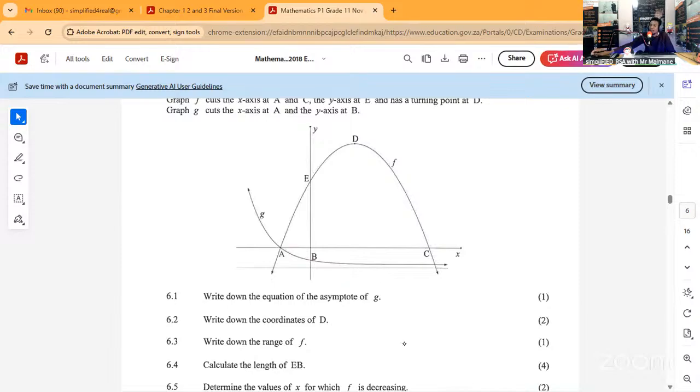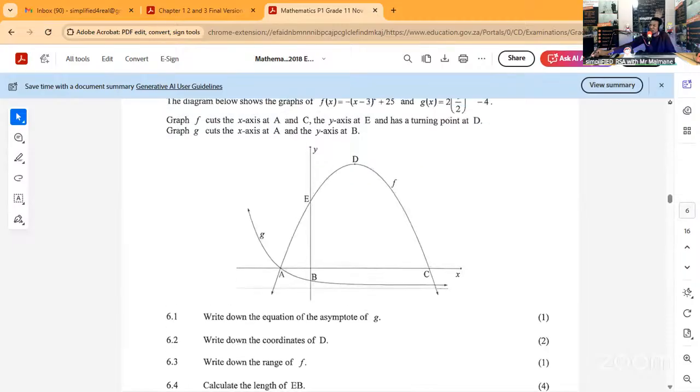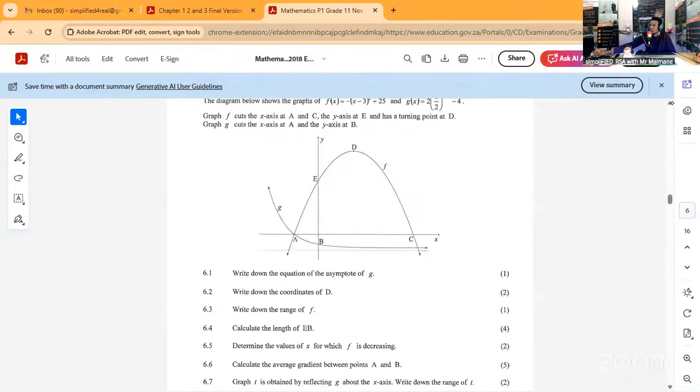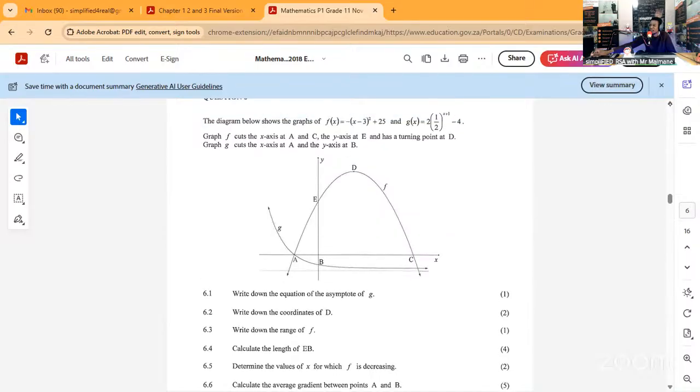Calculate the length of EB. Let me give you 2 minutes to try this one, guys. I just want to switch off some sound on that side. Calculate the length of EB. You can zoom in from your side if you can see some of the questions, but I just had to put it like that. Calculate the length of EB. We're going to compare our answers right now. You can try it, okay?